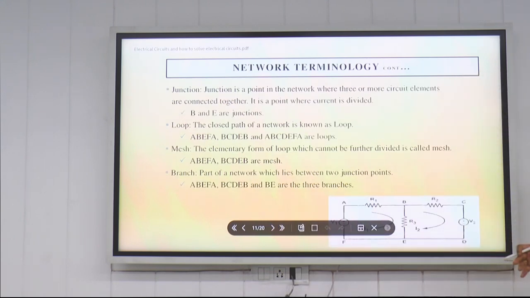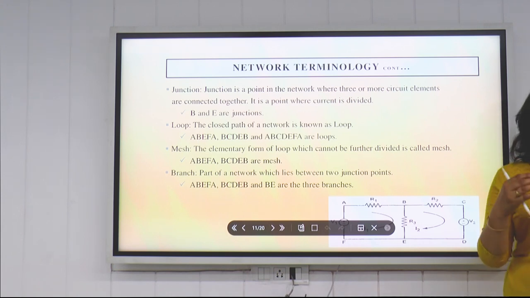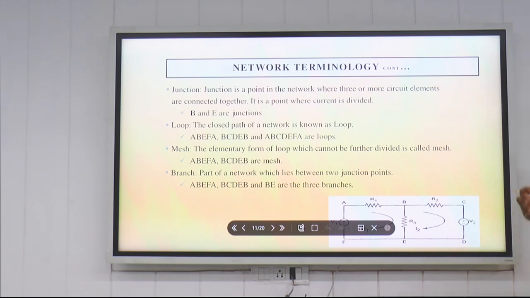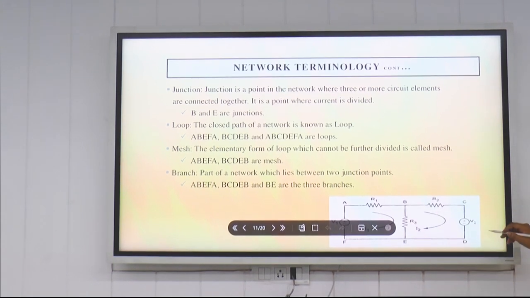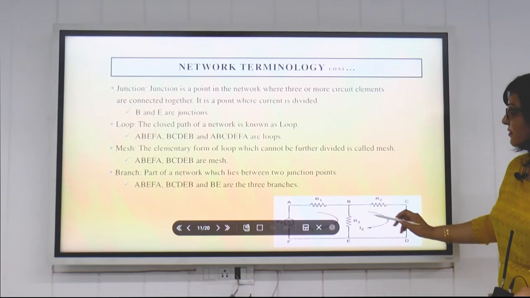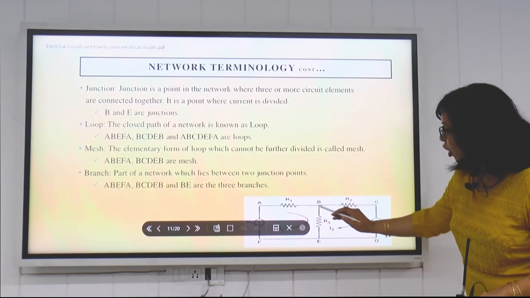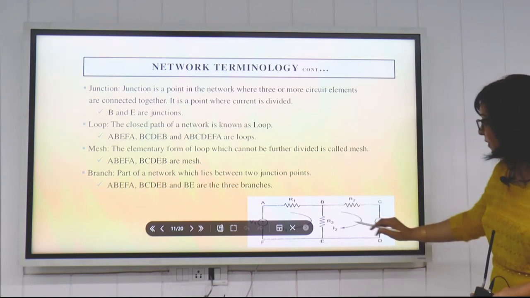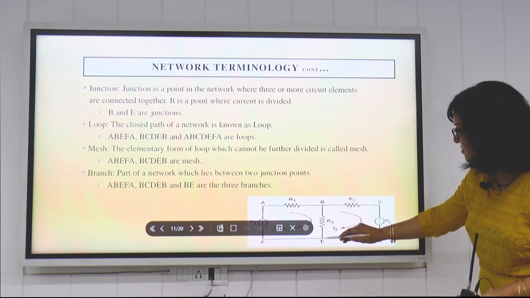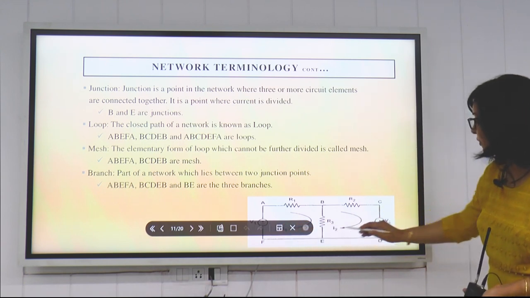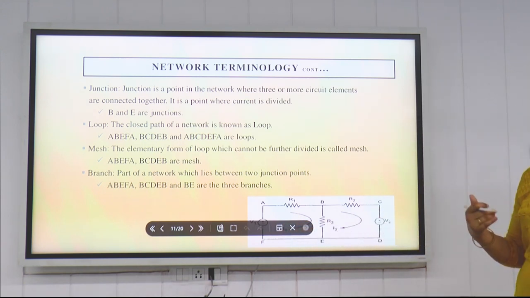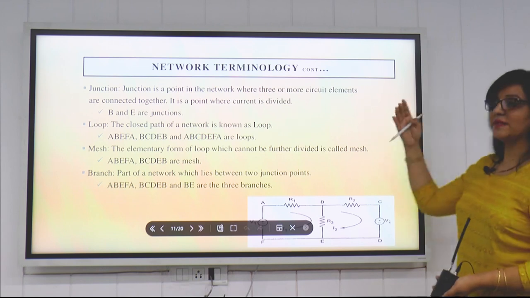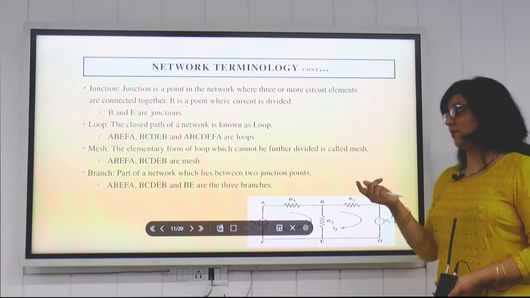Next is junction. A junction is also a point where three or more circuit elements are joined. A junction is the point where the current is divided. In this electric network, we have two junction points, B and E. At B, all the resistors are connected. At E, the ending terminal of resistance R3 and the negative terminal of the battery are connected. So these are the junctions. A junction is basically a point where the current is divided.